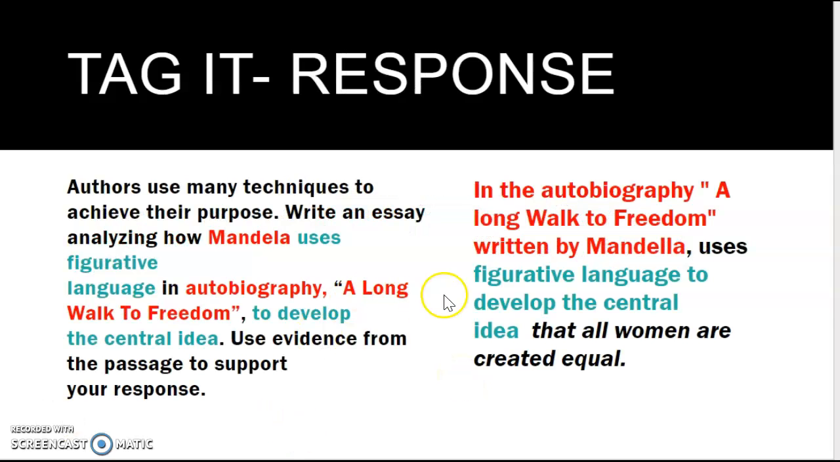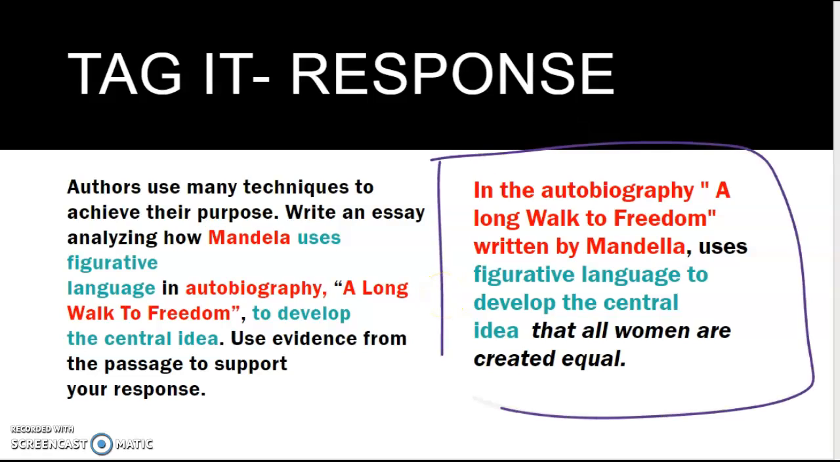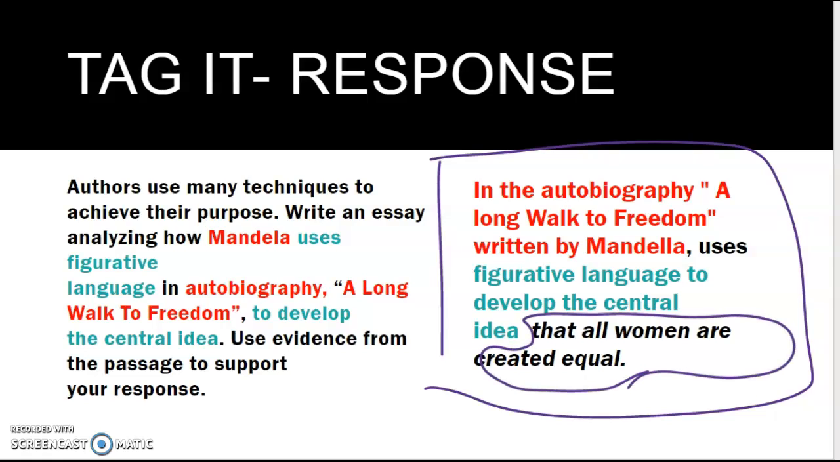So here's how you would write your thesis. In the autobiography, A Long Walk to Freedom, Mandela uses figurative language to develop the central idea, maybe that all women are equal. This is maybe something that is my thoughts or talking about character. However, this is not correct, but it still shows us our TAG IT method. Because this is your thoughts, okay? So we're just focusing on being able to rewrite our prompt into a thesis.